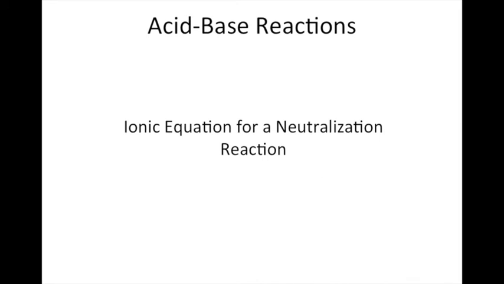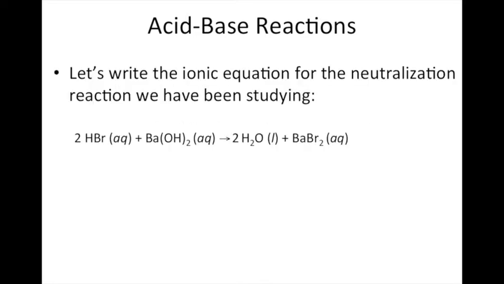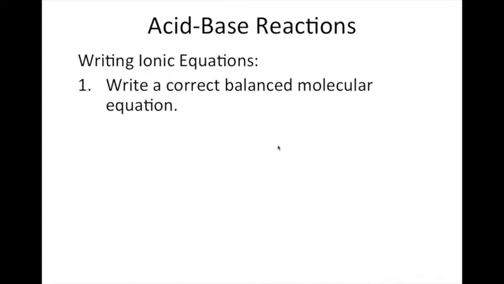We can move on and write our ionic equation. So again, here's the equation we've been working on. Our hydrobromic acid reacts with barium hydroxide to give us water and barium bromide. Everything's balanced. We have all the correct states. So to write our ionic equation for this neutralization reaction, we need to follow a couple of steps again. First step is write the correct balanced molecular equation.